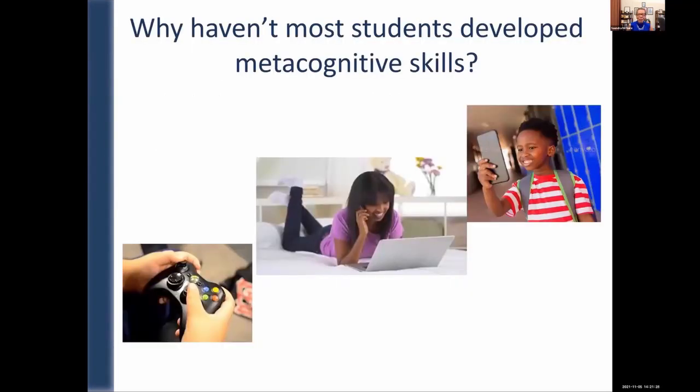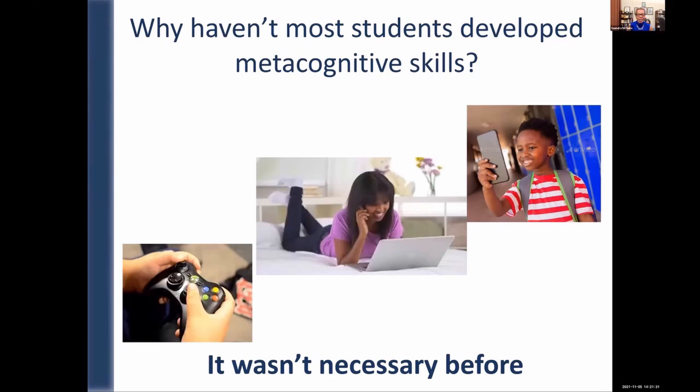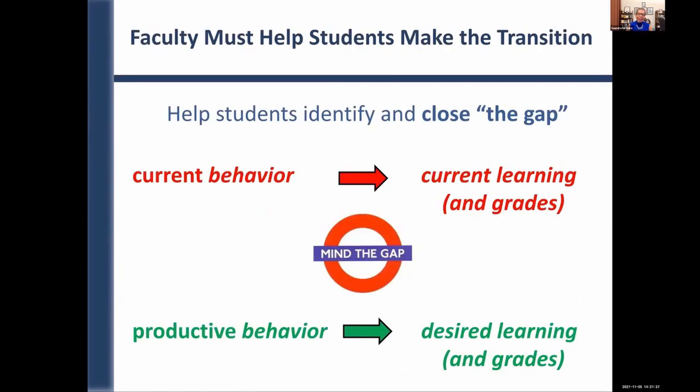Now, why haven't a lot of students developed these skills? Well, I think for many students, it just wasn't necessary before they got to the level that we are at now. And so what that means is that we as faculty have to help students make that transition to college, to the university, to med school, to grad school, to vet school. And so we've got to help them identify the gap between their current behavior that's leading to their current level of learning and lack of the grades that they want and are able to achieve, to the productive behavior that's going to result in the desired learning and the grades that they are capable of and that they want.